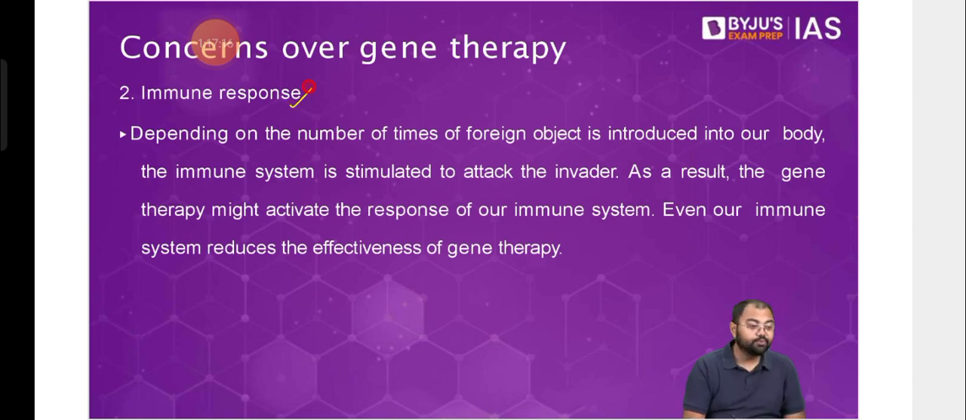Then after this, immune response itself. Many times the immune system can decrease the effectiveness of gene therapy, because for the immune system, anything that is foreign is an enemy. It does not recognize whether it's a good gene or a bad gene. It just sees that it's a foreigner, and if it's a foreigner, destroy it. So the gene that is being introduced might get destroyed by the action of the immune system. So the immune system may not let gene therapy work properly. That also becomes one of the challenges.